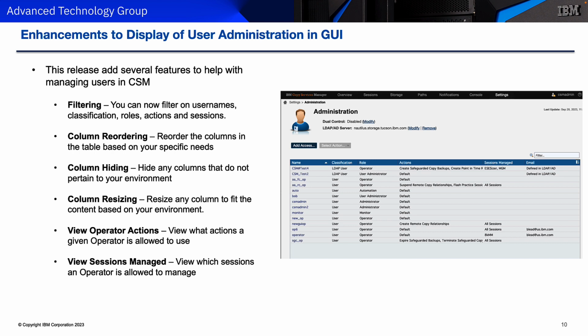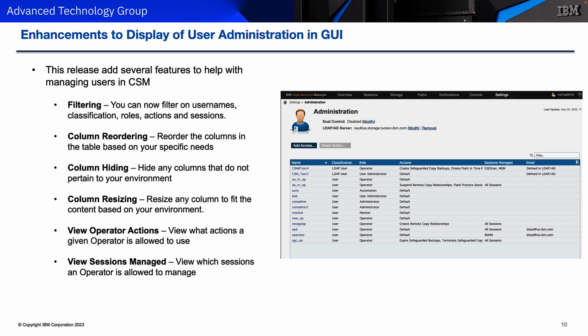You can filter on the name or classification. You can filter on the operators if you want to see all operators. You can filter on actions, the available actions an operator can do, or even sessions. That'll help you to say, hey, who has access to session such and such. You'd be able to put that in the filter and see who has access.